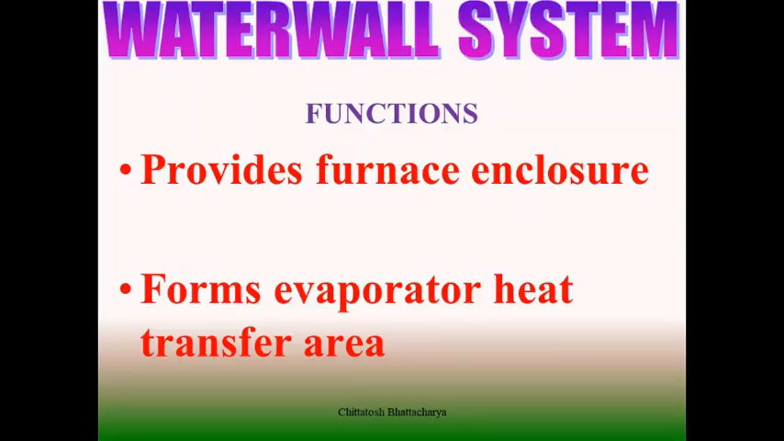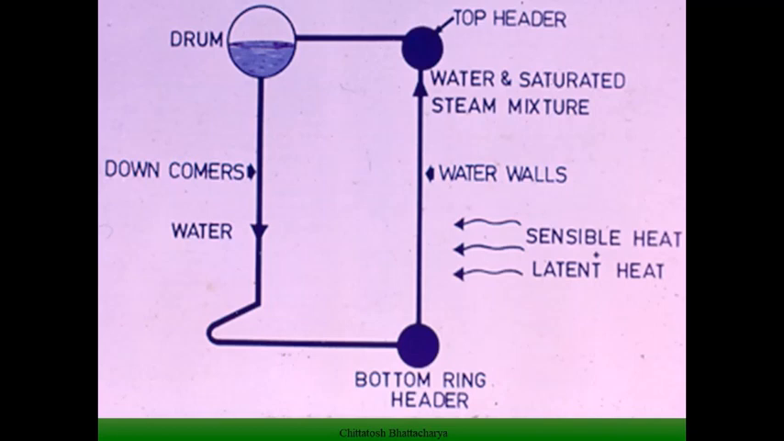Water wall system forms the largest heat transfer area within the boiler. Almost 50% of the total heat absorption takes place in water walls. They are actually encasing the entire furnace, and they are also fitted at the rooftop of the boiler. So naturally, they are receiving the maximum heat, whatever generated heat is there within the boiler due to the combustion.